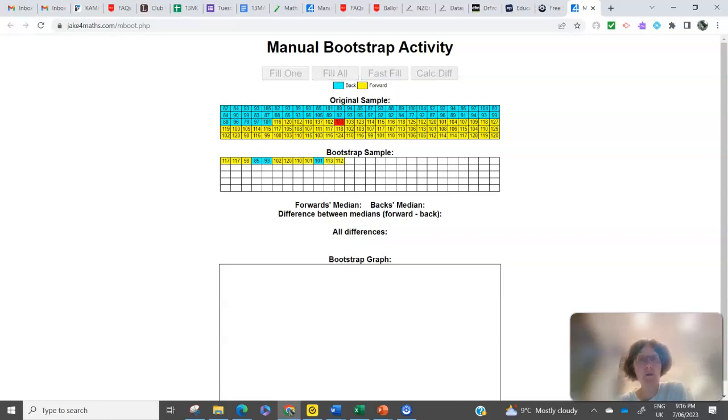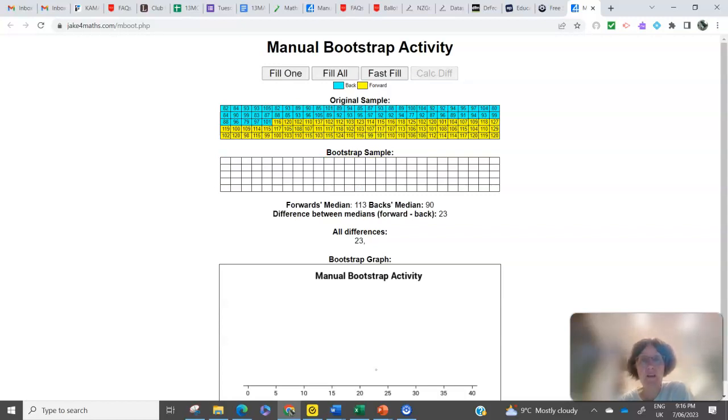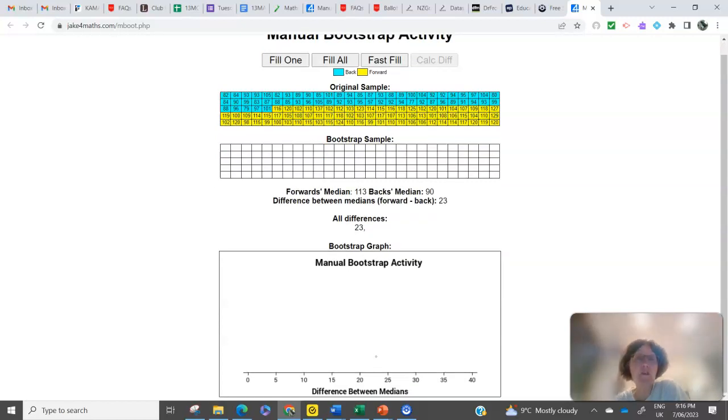And now I'm going to fill all just to do it quickly. And when we do, it's going to do this 1,000 times over so fast, like in the blink of an eye, it's going to do 1,000. Now, what we've got from that is that we have got a new resample, and we're going to work out the forwards median and the backs median. Okay, and you can see that the difference for that resample was 23 kilograms, and it's put a very nice little dot down here.